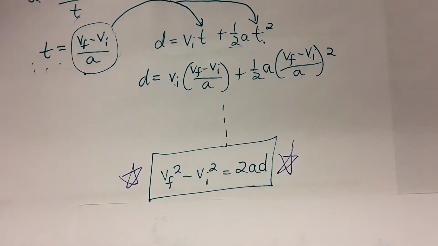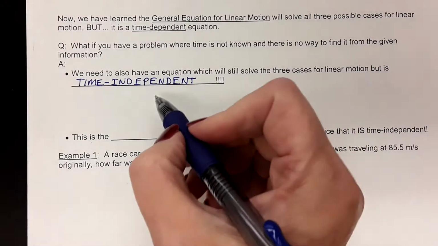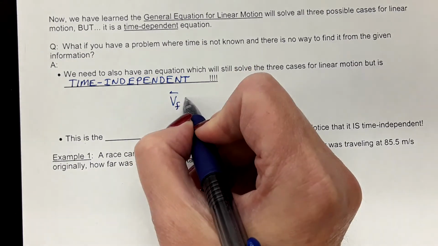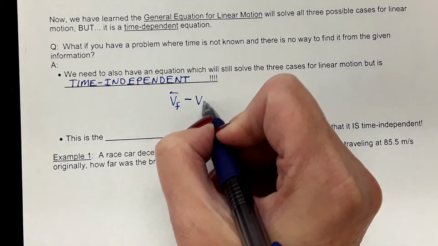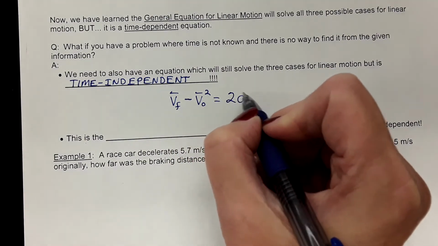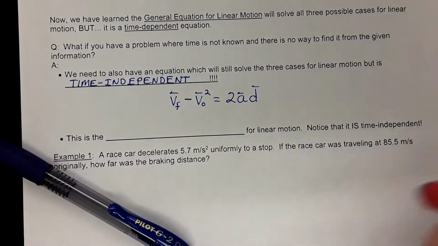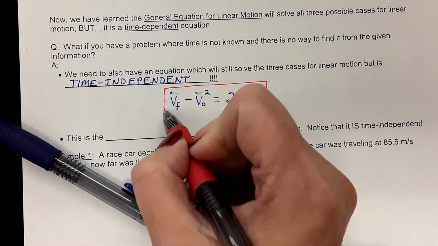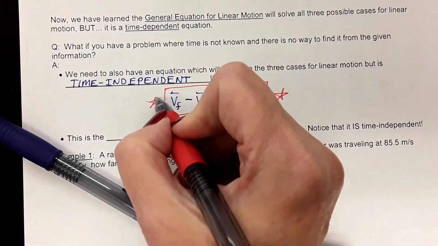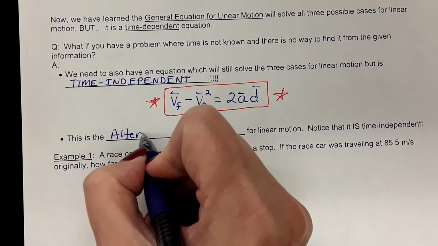Now, let's put it on our paper, okay? We're going to put this formula on our paper right here in this big spot. So, the alternate equation: final velocity squared minus initial velocity squared equals 2 times the acceleration times the displacement, okay? And this is what we call the time-independent formula, or, if you will, the alternate equation.